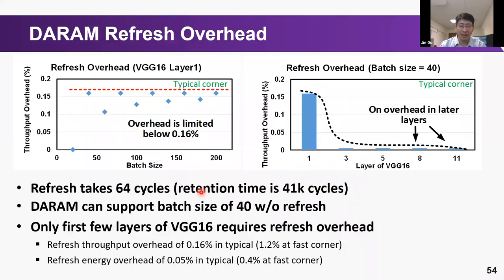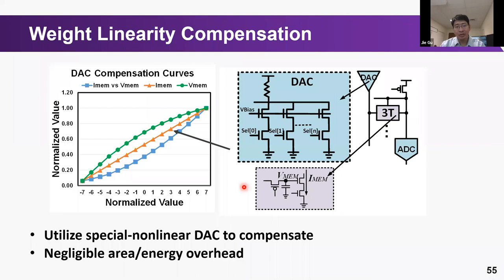Even if we have to spend time doing the refresh operation, our overhead is very small, because 64 cycles out of a few tens of thousands of cycles is very small. So our overhead is less than about 1%, depending on which corner you're at. And the energy overhead is only a fraction of a percent, because the overhead of writing into it is very small. There's also a special circuit technique to compensate for the linearity loss due to the IV curve of the transistor.